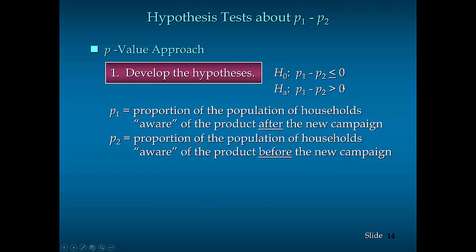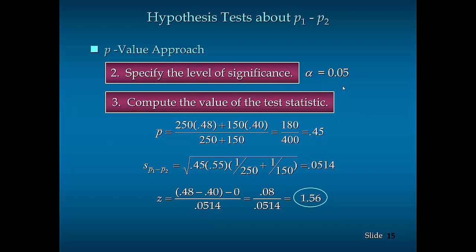For most of the homework problems and all the examples, we use 0 on the right-hand side. You could easily change that to 10, so it would ask whether it increased by at least 10 percentage points. Here we're just interested in whether it increased at all. So we get 0.08 on top, and we divide by 0.05, and we get a z-value of 1.56.